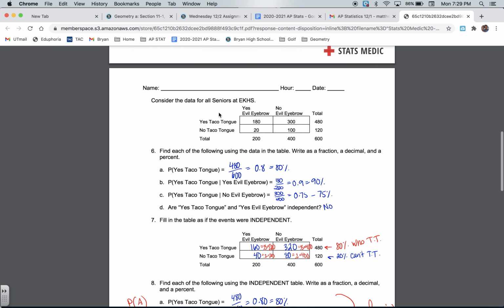Okay, so here is some more data on that same general thing. All right, so what they did was find the probability of the following. So probability that you are a yes taco tongue. So that was 480 people out of 600. So yes taco tongue, 480 out of 600.